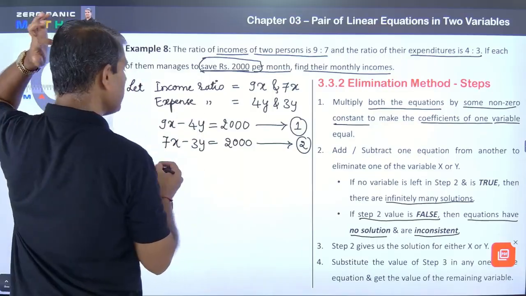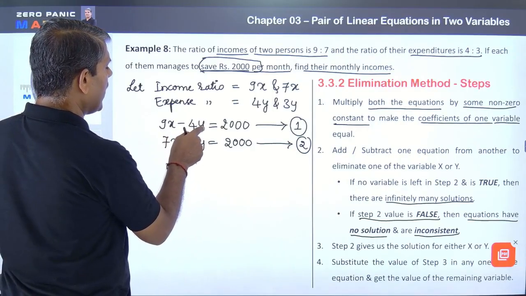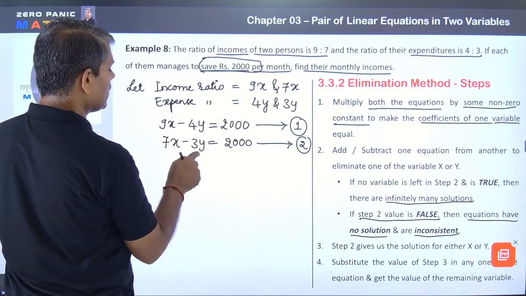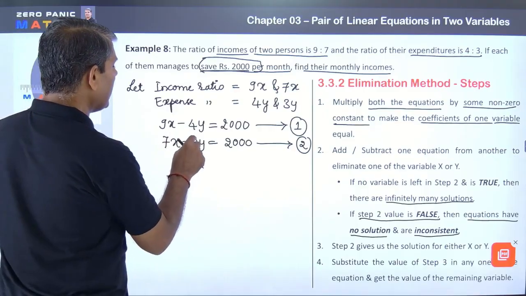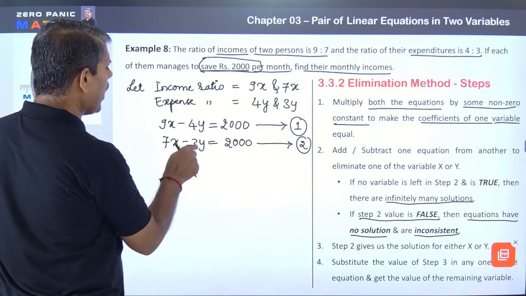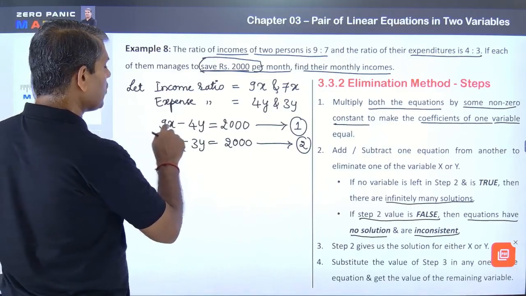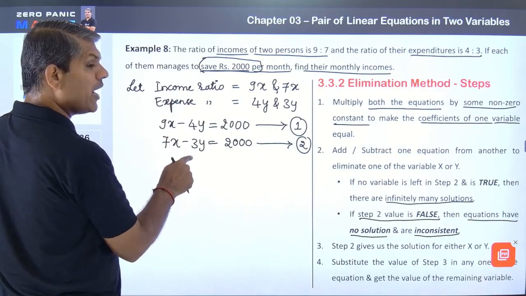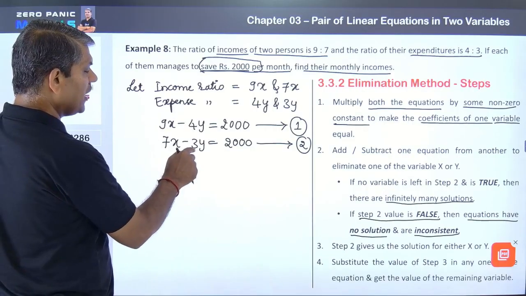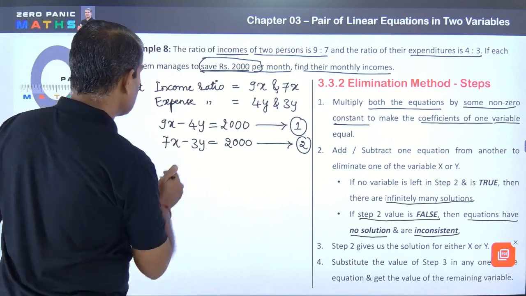Now how can I do that here? See, the y variable is 4y in the first equation, and in the second equation it is 3y. So if I have to make the y coefficients equal, I can multiply equation 1 by 3, which will make 12, and multiply equation 2 by 4, which will also make 12 as the coefficient of y. Understood? Okay, now let us do that.